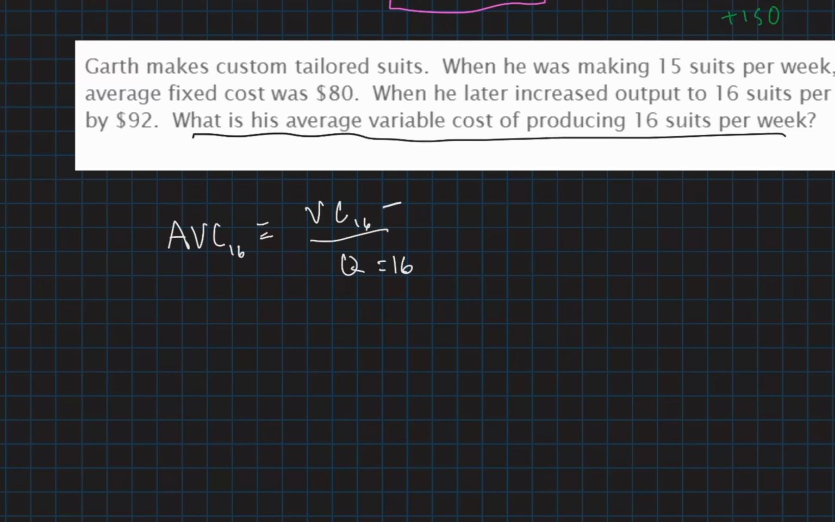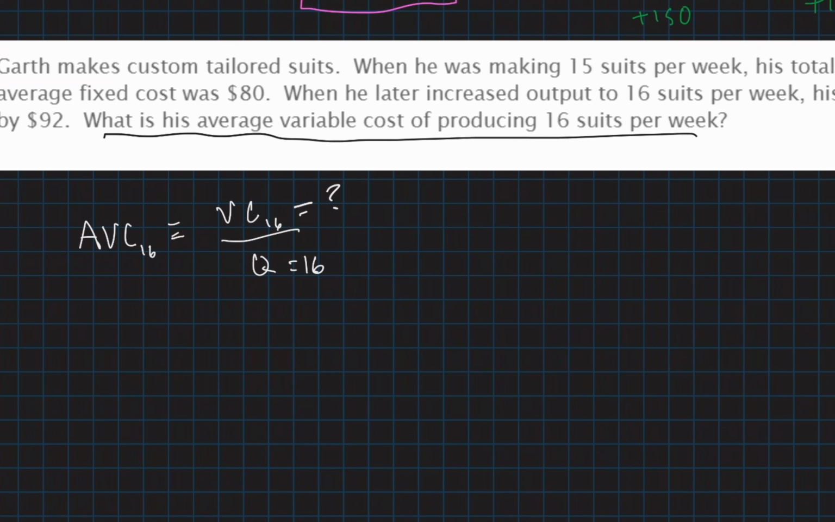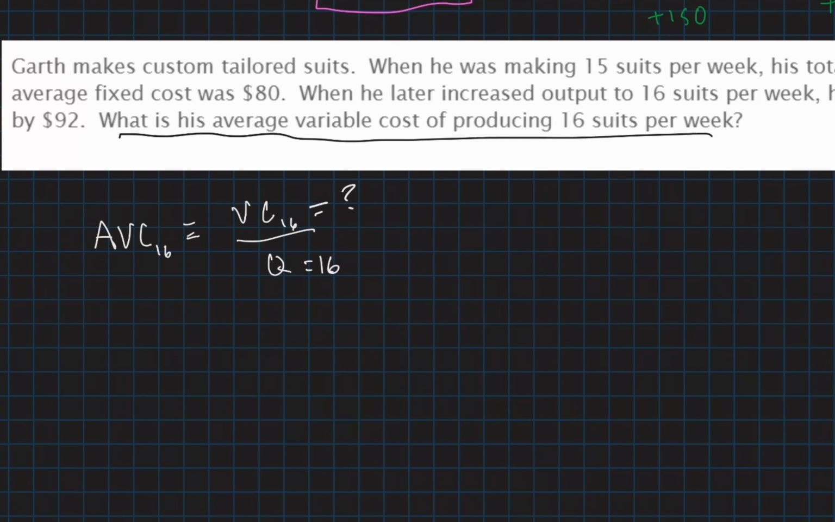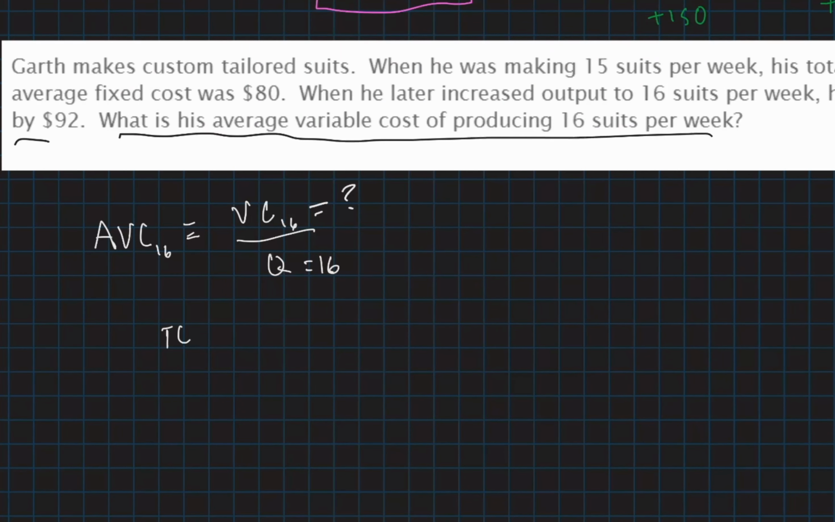So now we need to know what is the variable cost of 16. Any way we can figure this out? It says his total cost increased by $92 when he produced the 16th suit, and we know his total cost of 15 was $2,100. So we know the total cost of 16 is equal to 2,100 plus 92, which is equal to 2,192.